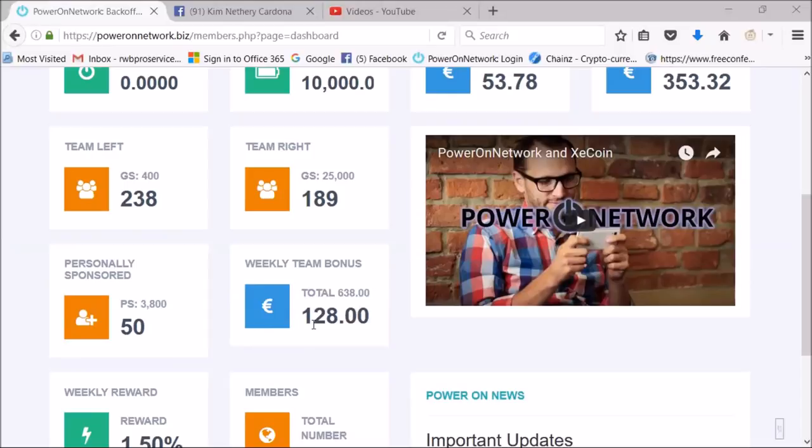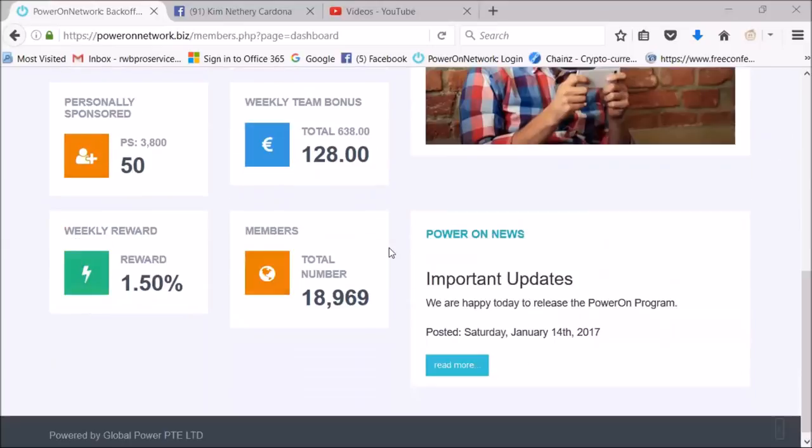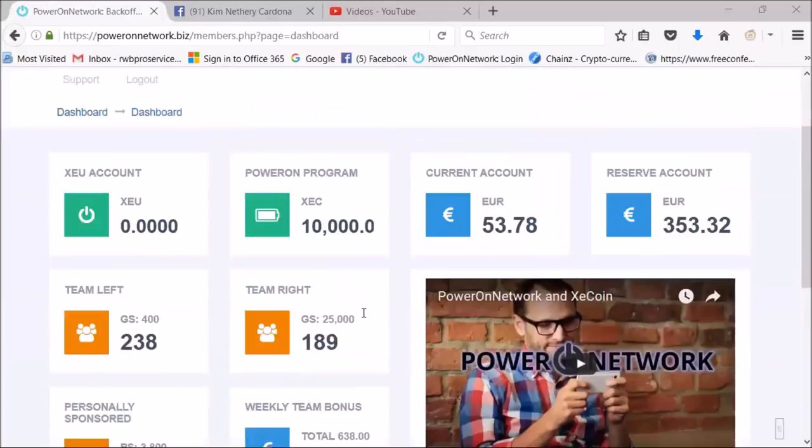When I got paid this week, $128, that $128 got split up between these two accounts up here. 60% went over here, 40% went over here. Down below here, it's just the number of members that we have. We're getting ready to go over 19,000 very soon, in a very short period of time.